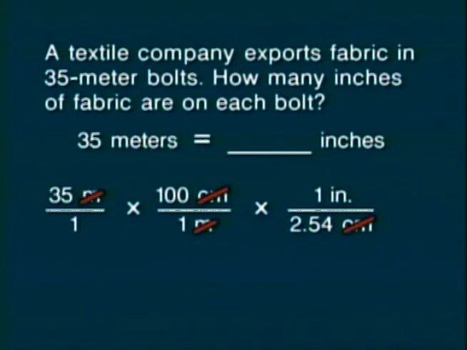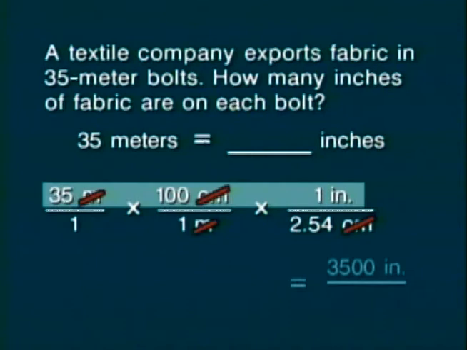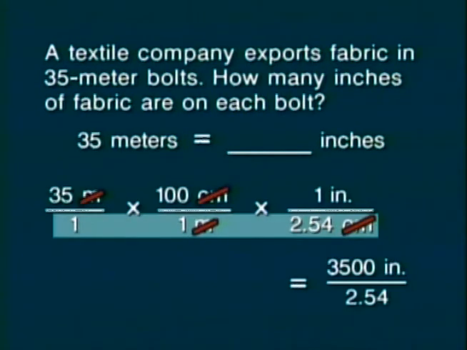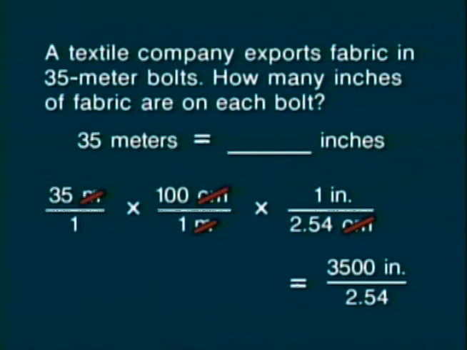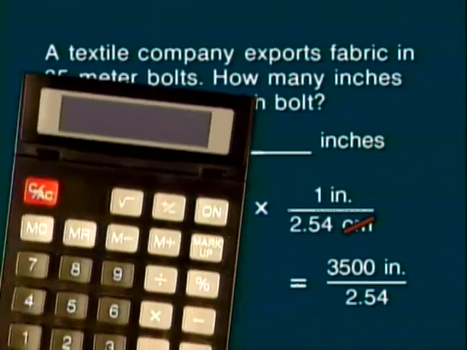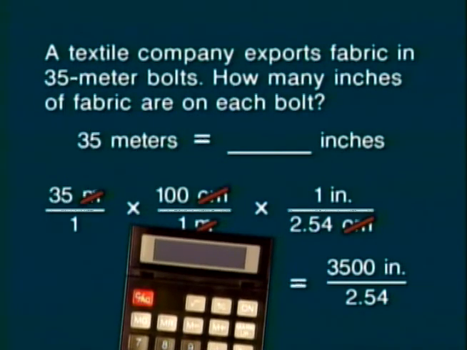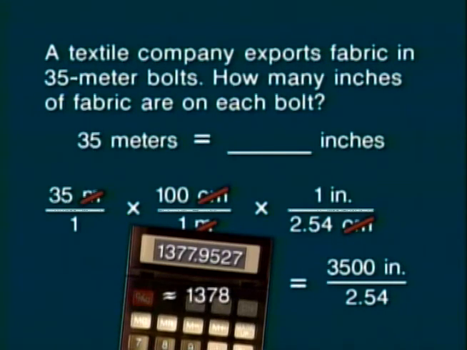Next, we'll multiply. In the numerator, we have 3,500 inches. In the denominator, we have 2.54. This is a division problem. We'll use a calculator to divide the numerator by the denominator. We'll round the answer to the nearest whole number. There are about 1,378 inches of fabric on each bolt.